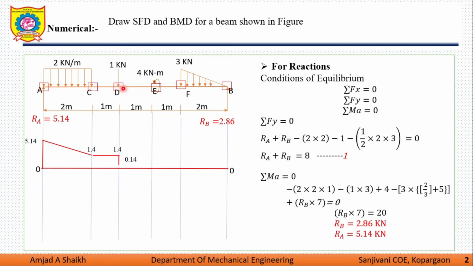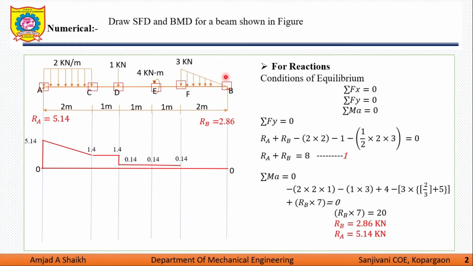I am moving from this point to E point. There is application of a couple over here, which is not a force. So I'm not considering any kind of load over here. The effect of a couple is negligible in the shear force. If I move from point E to point F, there is no load condition. So I get again constant shear force, that is 0.4.